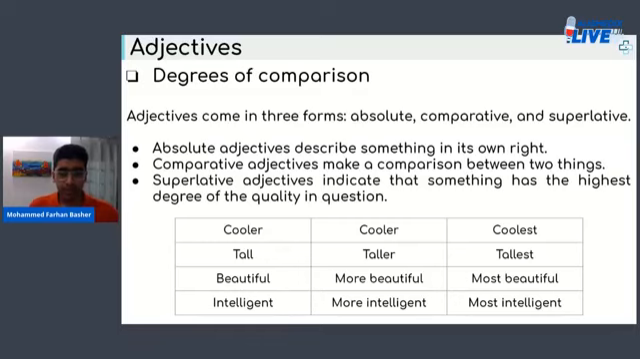Okay. Now remember, when you go with the superlative version of an adjective, you must remember to use the definite article the before it. Okay, so never say just most beautiful, but rather say the most beautiful or the most intelligent. Okay? All right, I hope I'm clear.